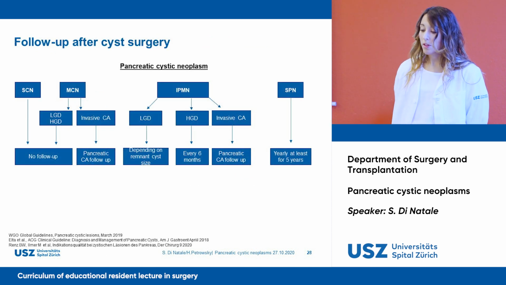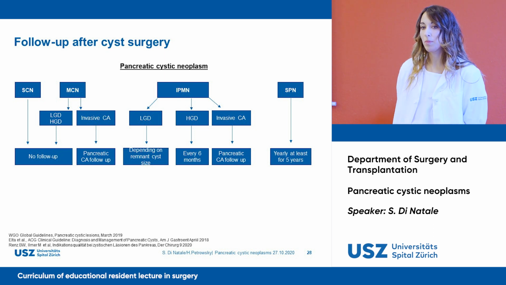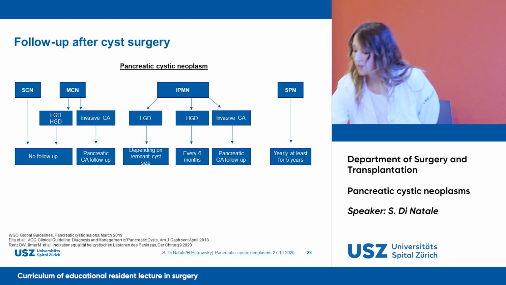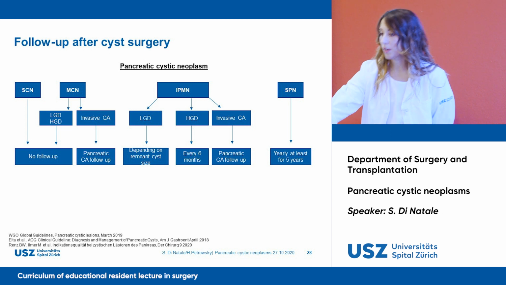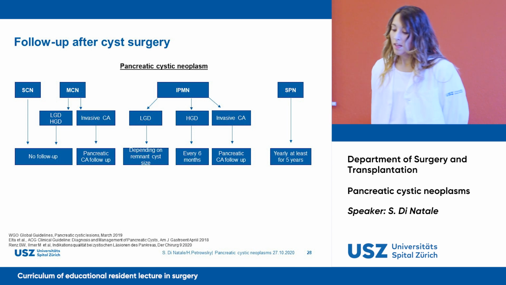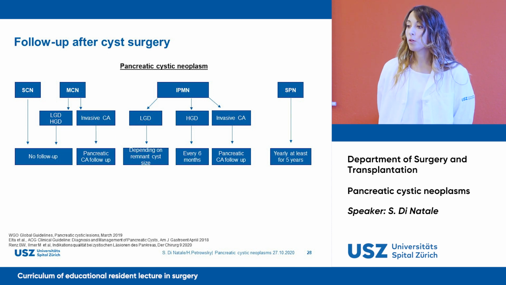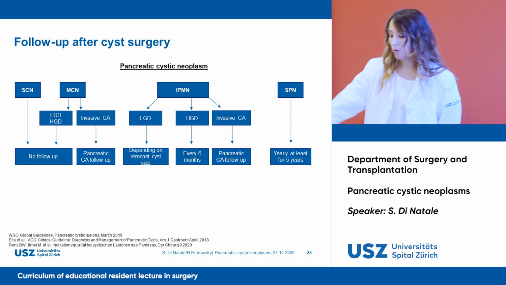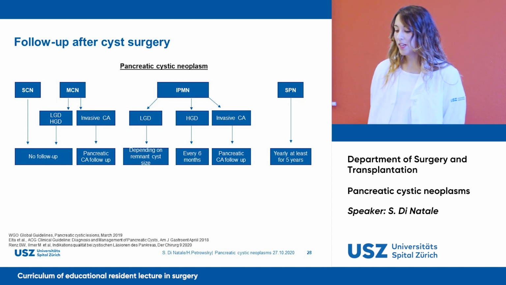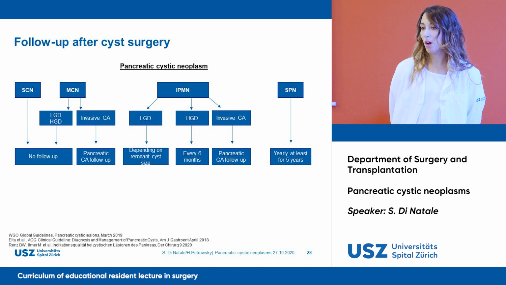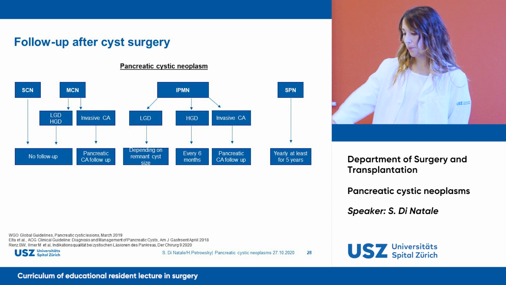Now, how should patients with resection of pancreatic cystic neoplasms be followed up? If the definitive pathology shows a serous cystic neoplasm, no follow-up is recommended. If the definitive pathology shows a mucinous cystic neoplasm with low-grade or high-grade dysplasia, also no follow-up is recommended. In case of mucinous cystic neoplasm with invasive cancer, the patient should be followed up with the Pancreatic Cancer Guidelines for at least 5 years.